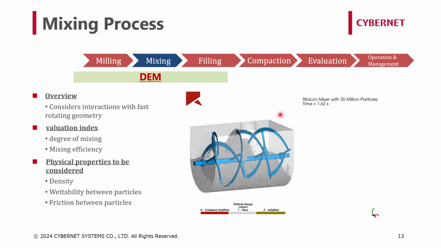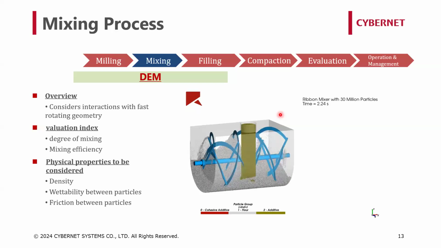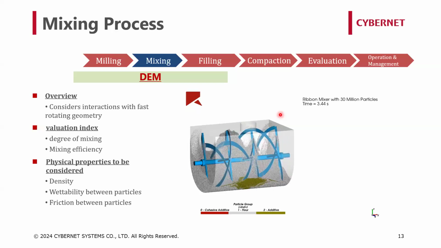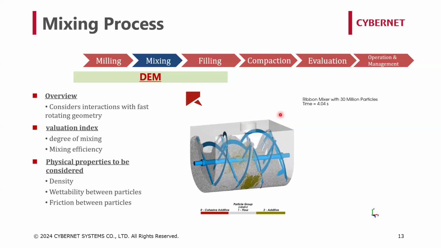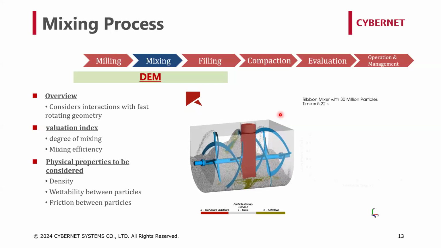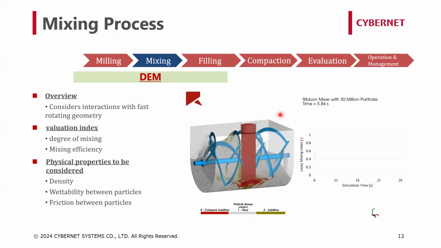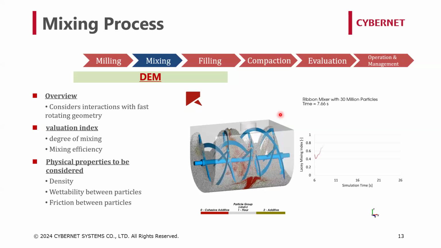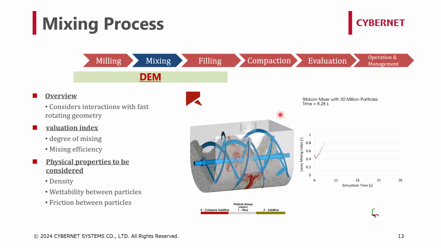So let's move on to the specific analysis examples. I will start with the mixing process due to limited time. If only certain materials are unevenly distributed in some areas of the final product, the battery will naturally not perform well. So it is important to mix the material as uniformly as possible.